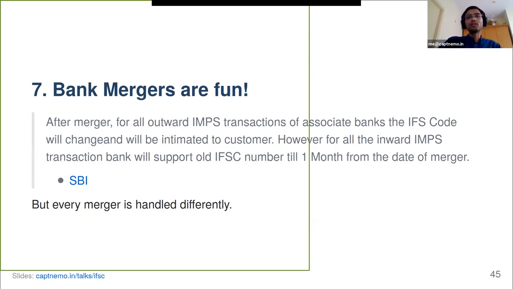But you don't usually get to hear about these, and how to handle this becomes important as you see a tranche of IFSCs becoming invalid and new IFSCs showing up. So it becomes interesting. Each bank merger has to be handled differently. It basically depends on finding the right source and reaching out to the right people and asking, hey, are these IFSCs going to become invalid? Are these going to remain valid? In the case of SBI, which is the most famous example, SBI said, we will support IMPS transactions for 1 month. The IFSC codes remain valid for a short time, but after that you need to switch to the correct IFSC.